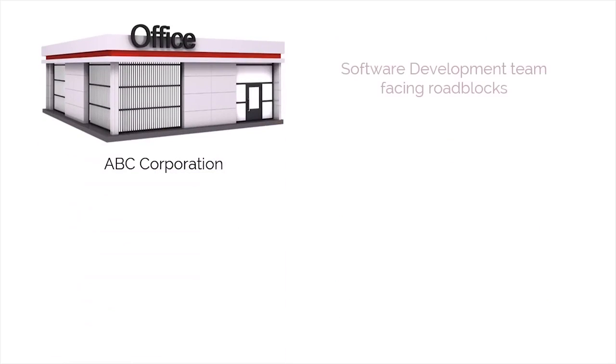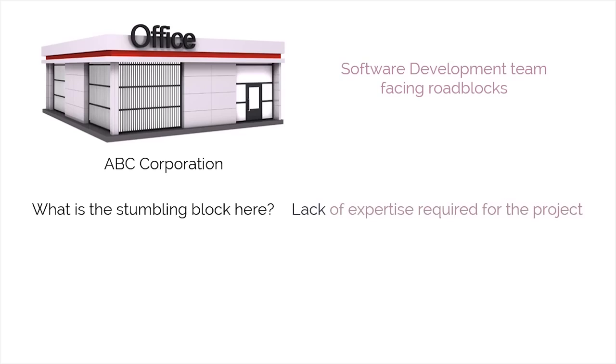This is ABC Corporation. The software development team at ABC is facing roadblocks lately. Why? Well, it seems that they are unable to live up to the set standards of a project in terms of quality. What is the stumbling block here? Lack of expertise required for the project. It, in turn, leads to delay. So this is where the Scrum Master is going to pitch in.